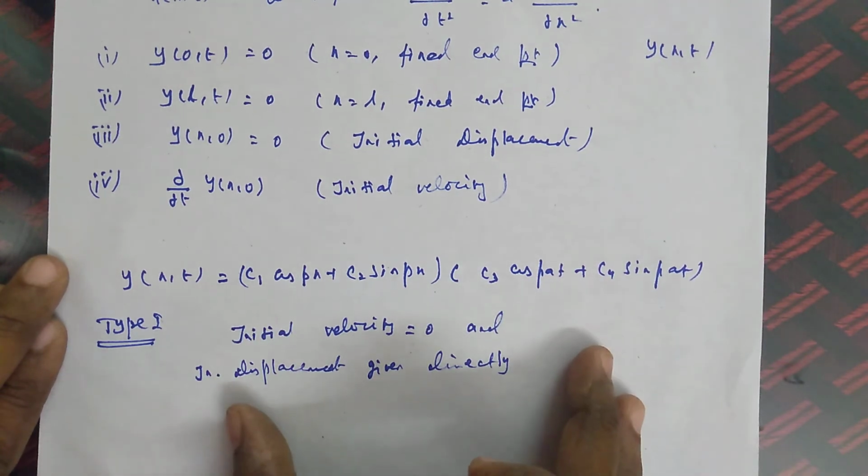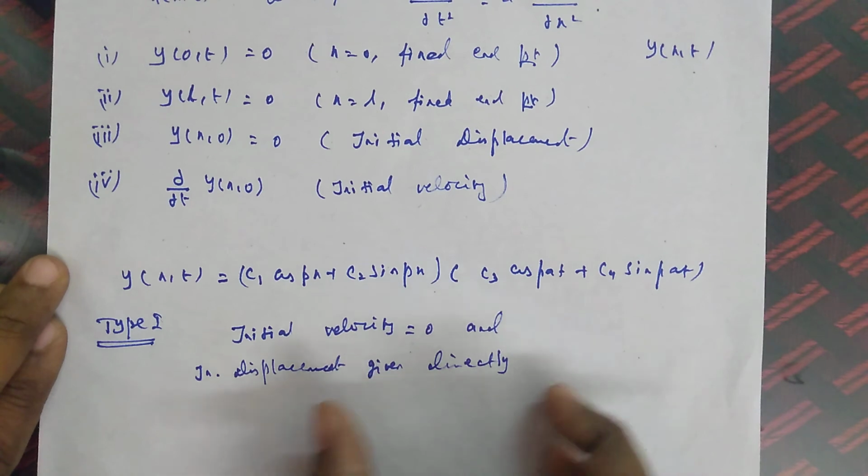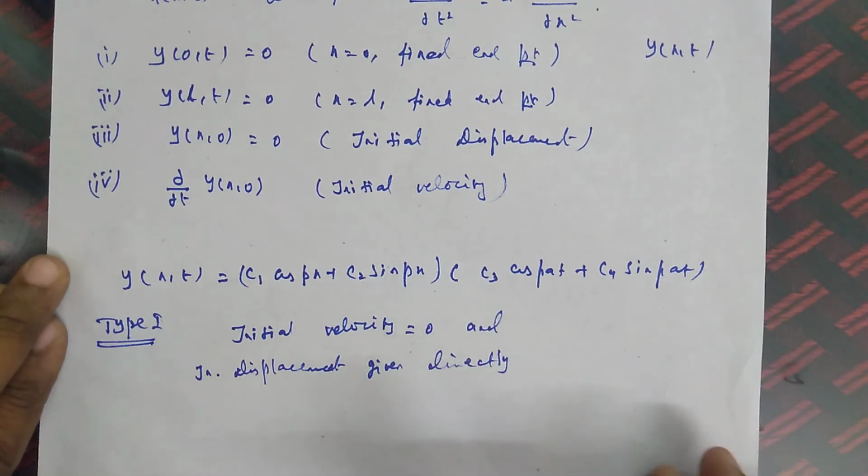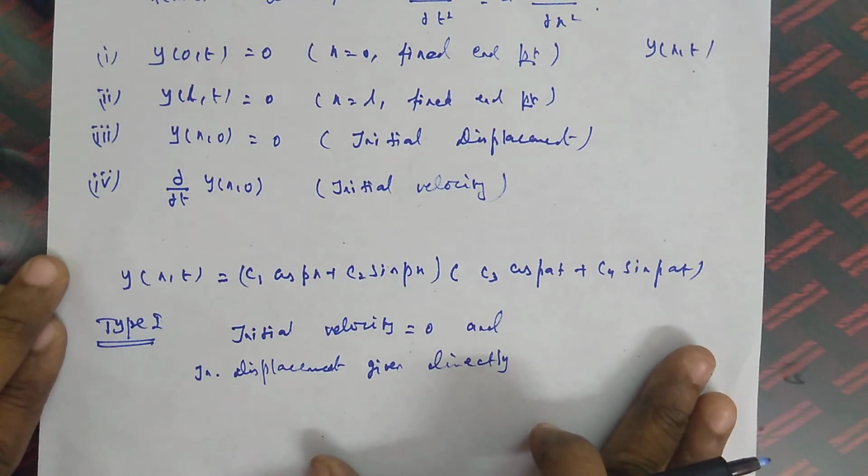So the type 1 problem is initial velocity is 0 and the displacement function is given directly. Based on this we will do the problem in the next lecture.